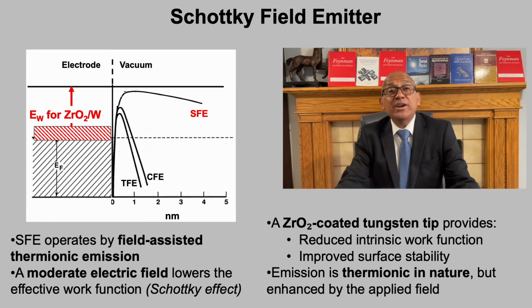Although the Schottky field emitter is fundamentally a thermionic source, the emission area remains small and well confined. As a result, its brightness and emission current density are comparable to those of a cold field emitter, while offering much greater operational stability and relaxed vacuum requirements.